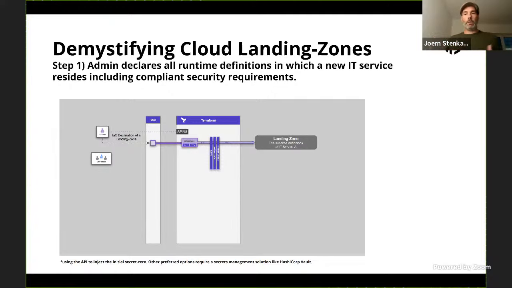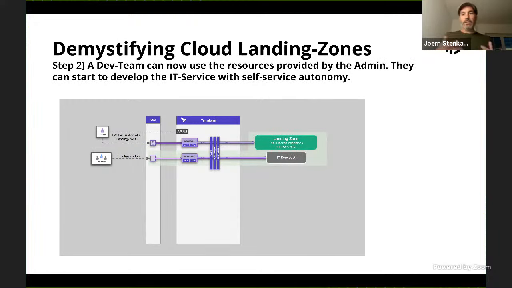So if we enable our developers to use infrastructure as code pipelines, we always have step one, which means from an admin perspective, we have to declare all the runtime definitions in which a new IT service resides, including compliance and security requirements, for example. Once this is done, and the admin executes the infrastructure as code that declares the landing zone and the policies, we have already step 2. The dev team can now use the resources provided by the admin. They can now start to develop the IT service with self-service autonomy.